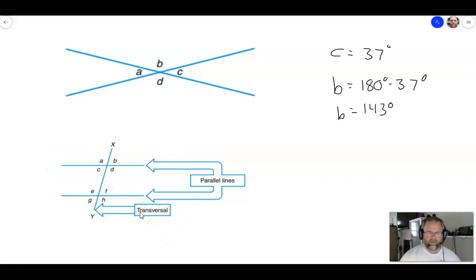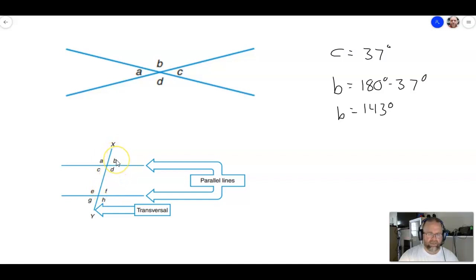lines, those are lines that will never touch each other because they're always the same distance away from each other. And then I took a line and crossed it through those two parallel lines. That's called a transversal. We have a bunch of properties about this as well, kind of similar to the last ones. And that is, for example, F and B here, notice that they're both kind of in the same position, and those are called corresponding angles.